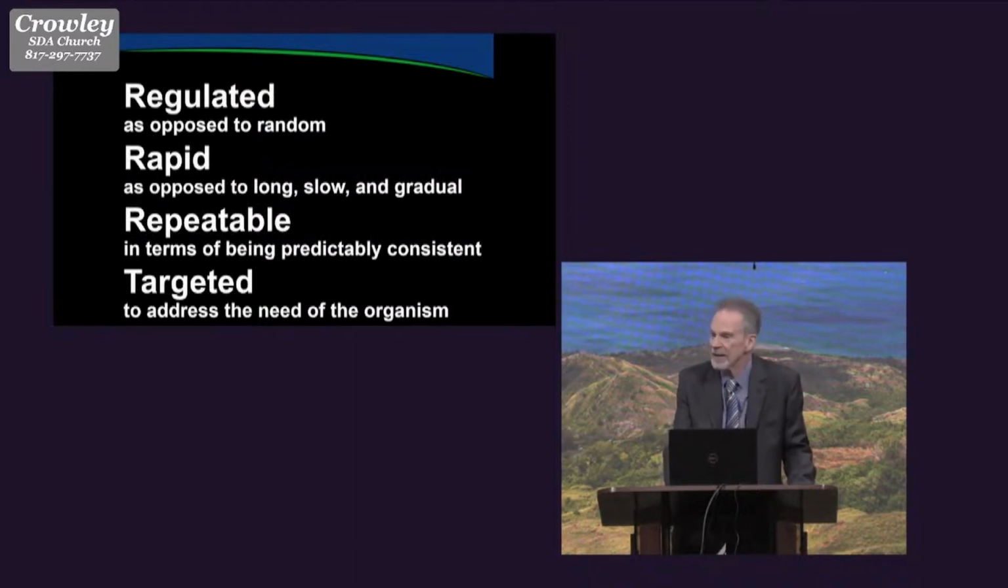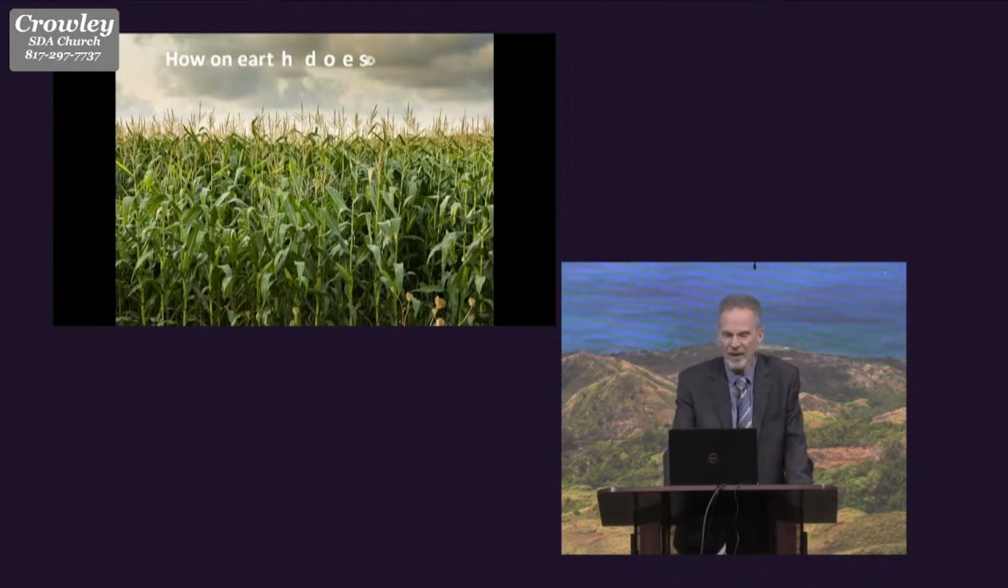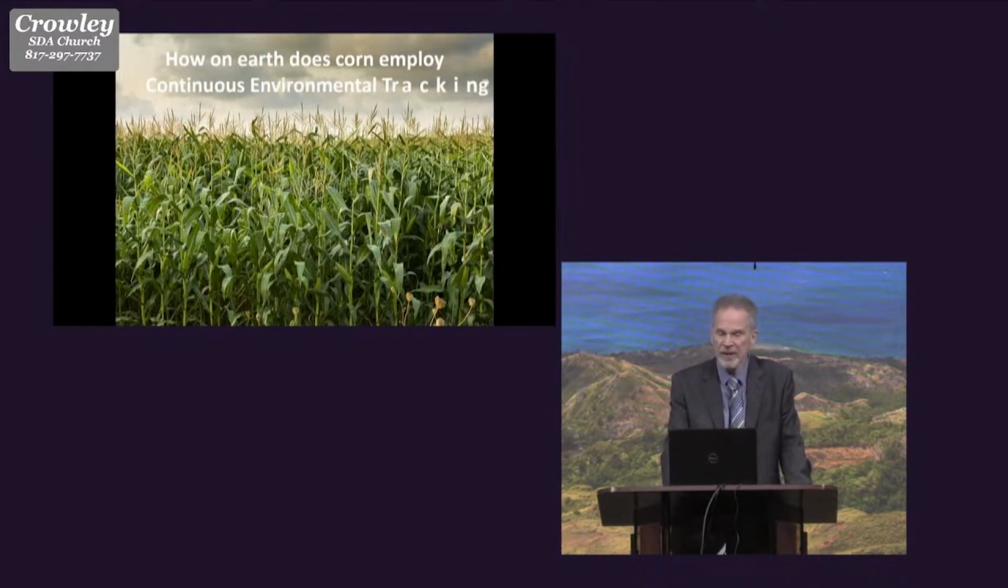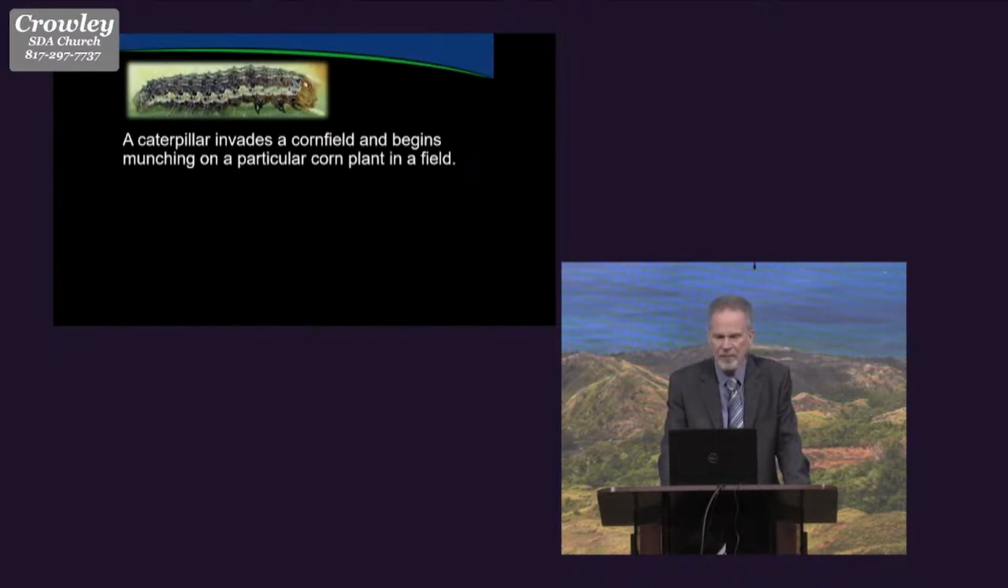Now I'm going to shift a little bit of gears here from biology to a little bit of botany. We're going to look at corn. You say, corn? How on earth does corn employ continuous environmental tracking? Well, sometimes cornfields are invaded by caterpillars. A caterpillar invades a cornfield and begins munching on a particular corn plant in the field.